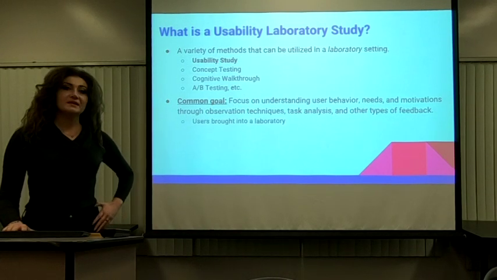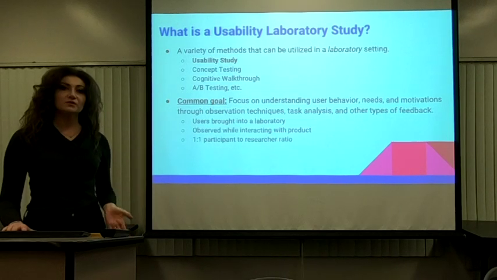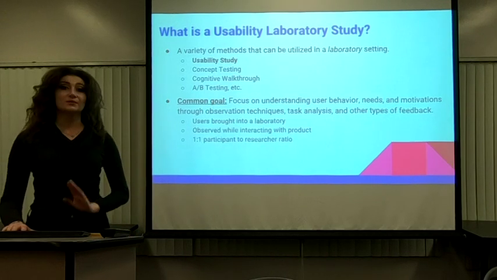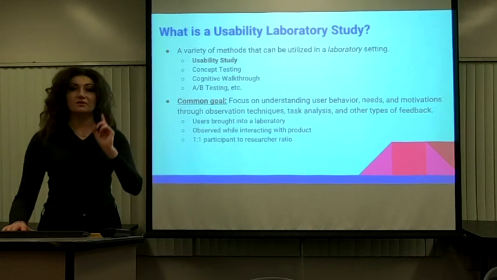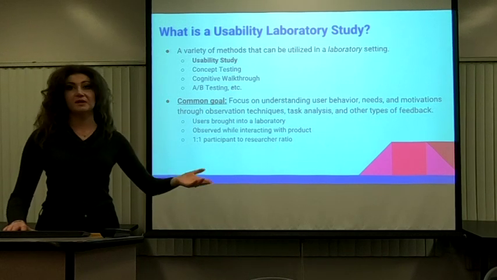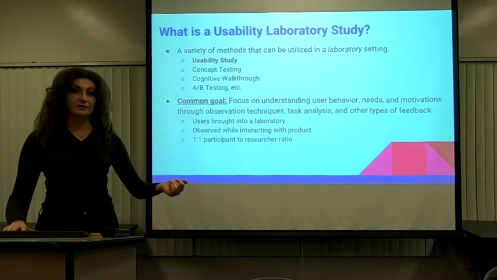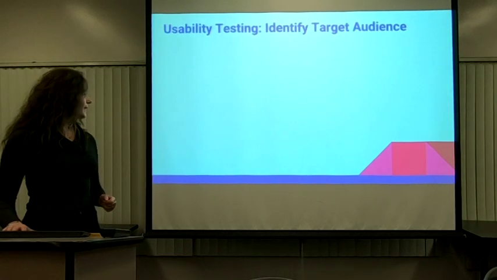Again, what happens in a laboratory study is that users are brought into a laboratory and they're observed while they're interacting with the product. The ratio of researcher to participant is 1-to-1, which means for every one researcher, there is just one participant. This is different from a focus group, where sometimes you have about 20 participants and one facilitator or researcher. In a laboratory study, you just have one researcher and one participant at a time.